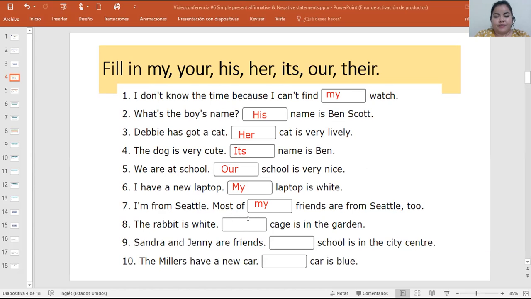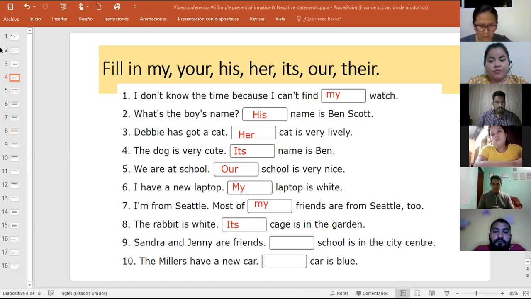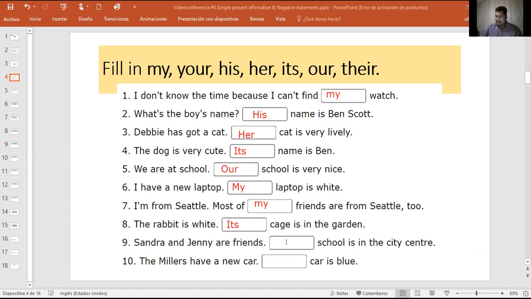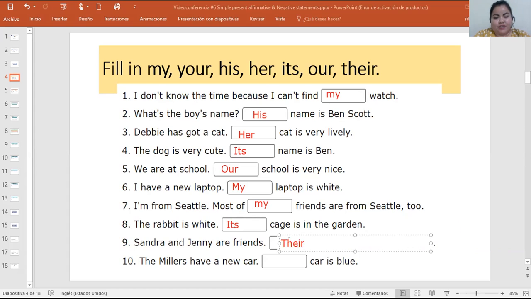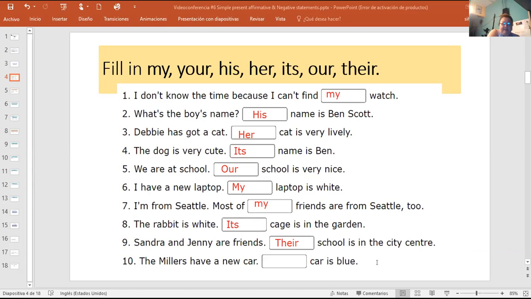What do you have in number eight? The rabbit is white. Its cage is in the garden. Very good. Number nine, Santos. Sandra, Jenny and I are friends. Their school is in the city center. Very good. Excellent job. And the last one, please help me, Flor. The Millers have a new car. Their car is blue. Perfect. We have the answers.